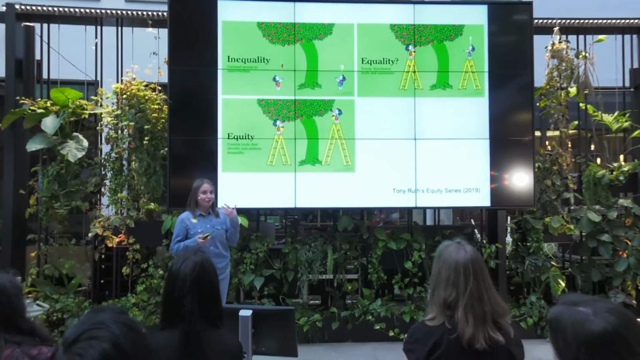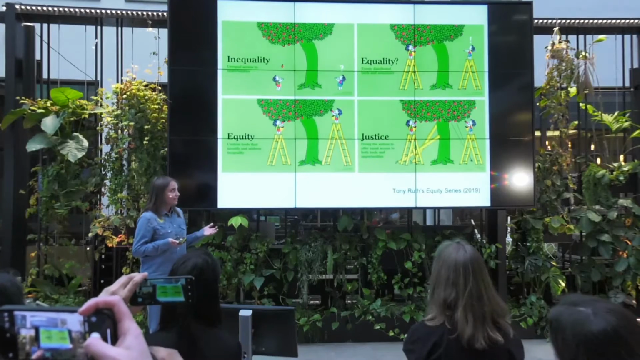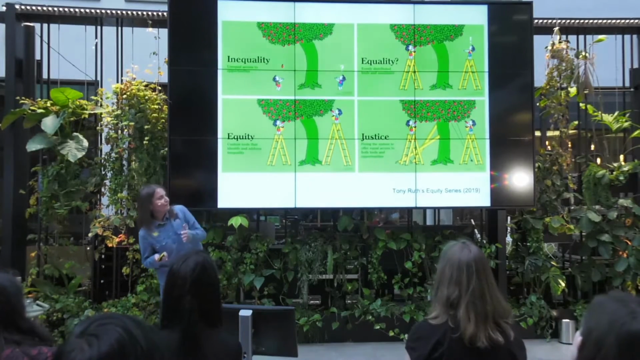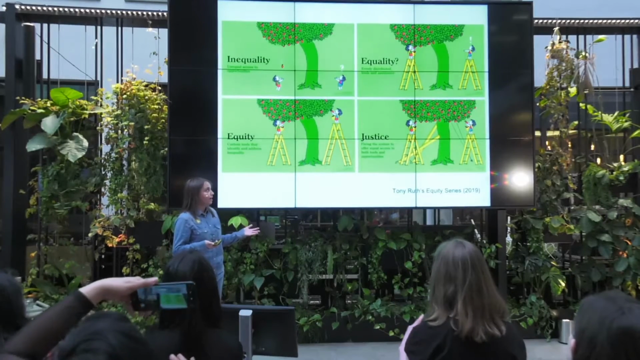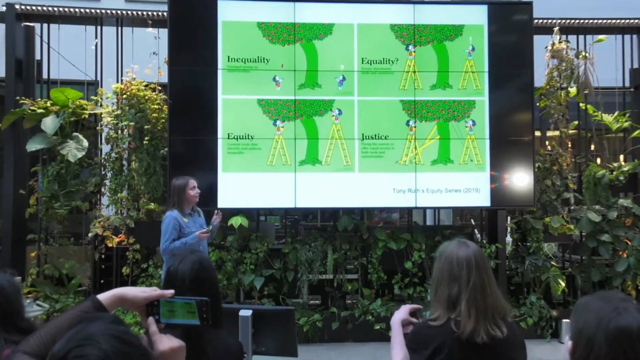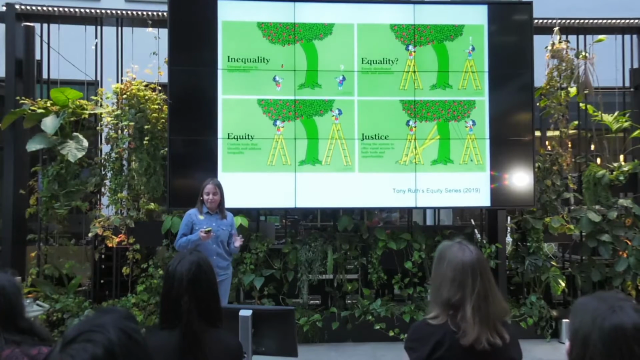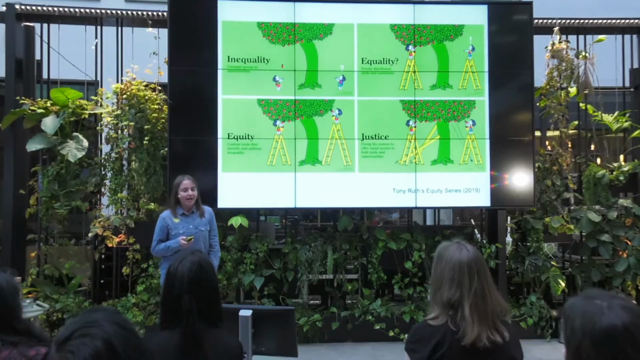And further to that is what we call justice. And justice is actually fixing the system. So as you can see, by fixing the systems and also giving the right tools to people, then this is where both parties are reaching the right opportunities. So I have found this a quite nice illustration to just explain some of these concepts.